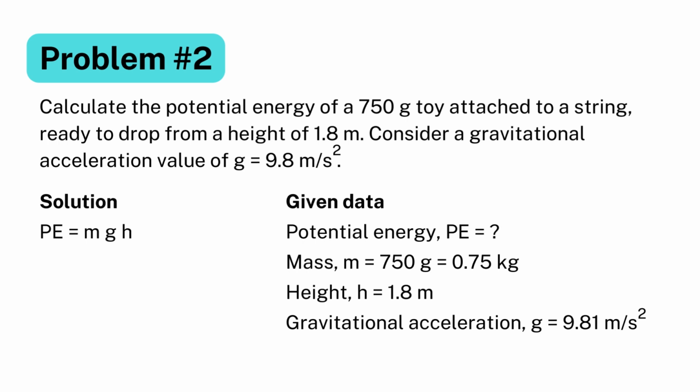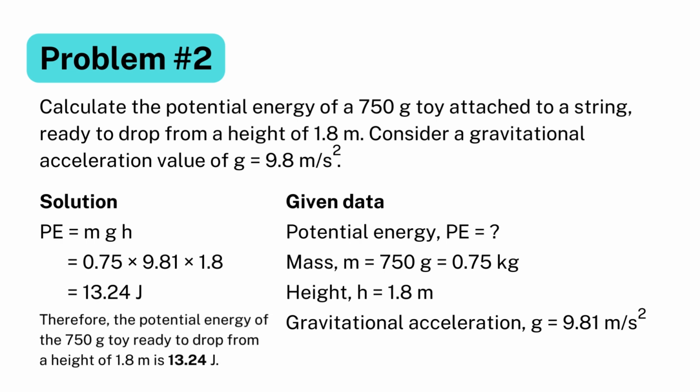So the calculation becomes PE = 0.75 × 9.81 × 1.8, which gives the value of PE as 13.24 joule. Therefore, the potential energy of the 750-gram toy, ready to drop from a height of 1.8 meter, is 13.24 joule. So, that concludes our discussion on potential energy.